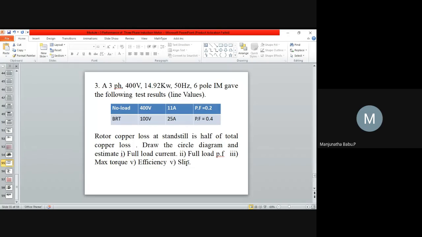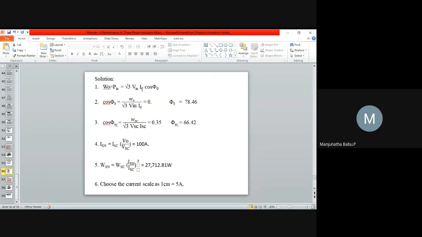Now with respect to this data, since the power factor is given, we know the formula: W naught is equal to root 3 V I naught cos phi naught. So cos phi naught we know, right? Input voltage 400 volts, I naught is 11 amps. So find what is W naught. Do you have the calculator? Yes, sir. Please find what is the no load power. Tell me what is the no load value.